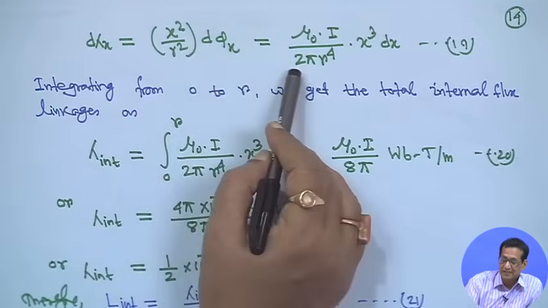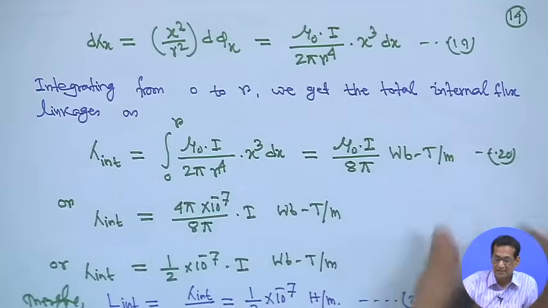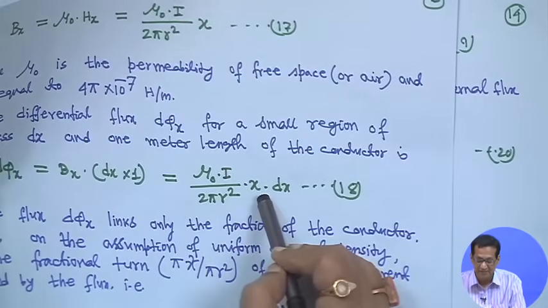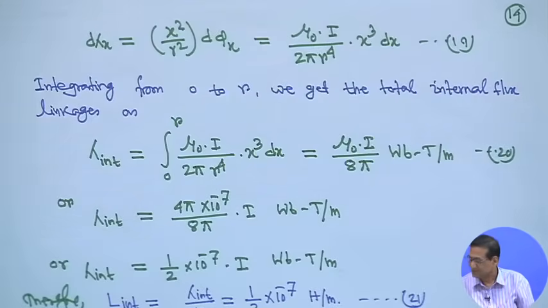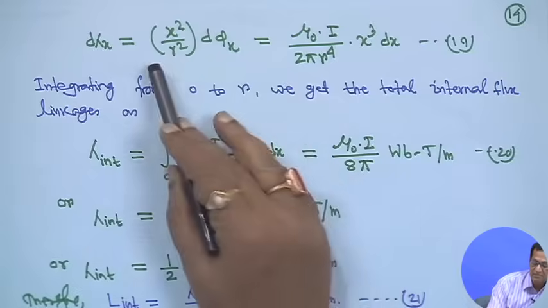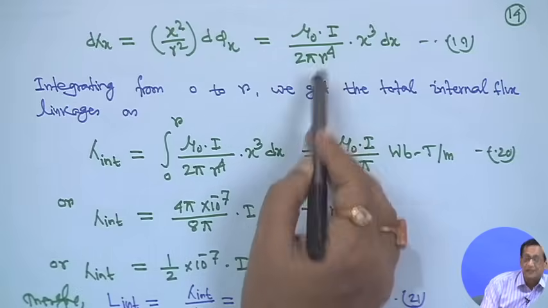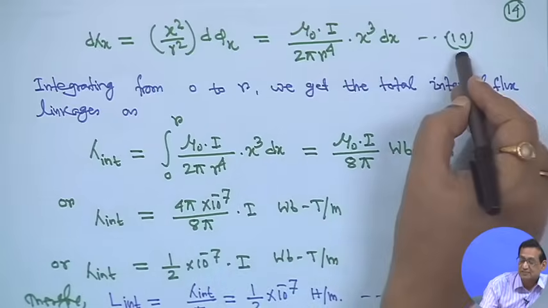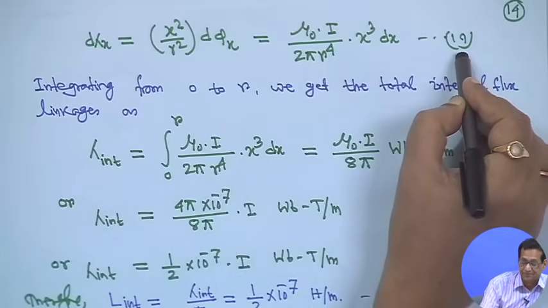So, dφx is equal to, we have seen that, μ0 I upon 2π r squared into x into dx. Substitute, then you will get dφx is equal to μ0 into I divided by 2π r to the power 4 into x cube dx. This is equation number 19, right.